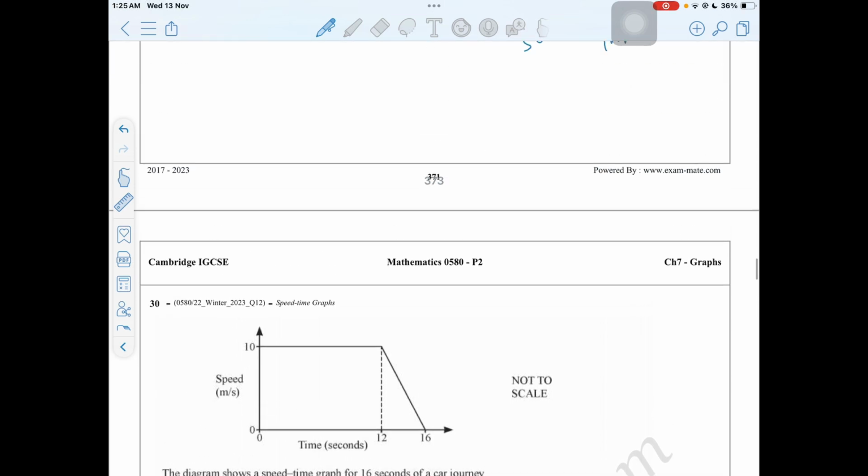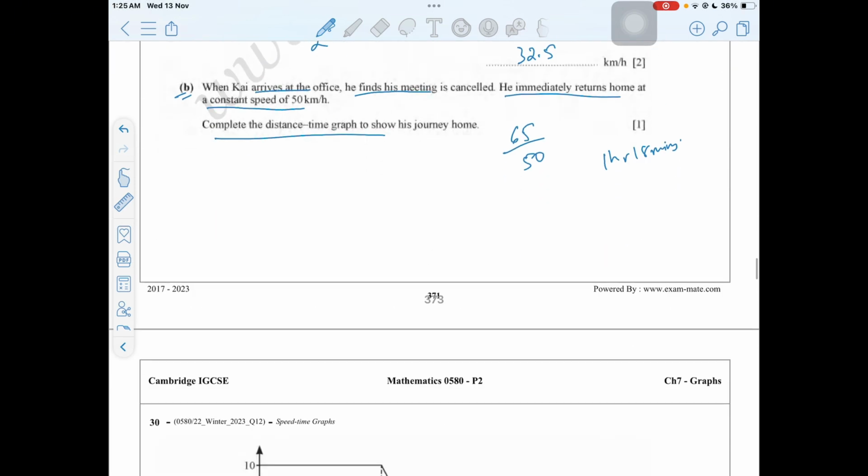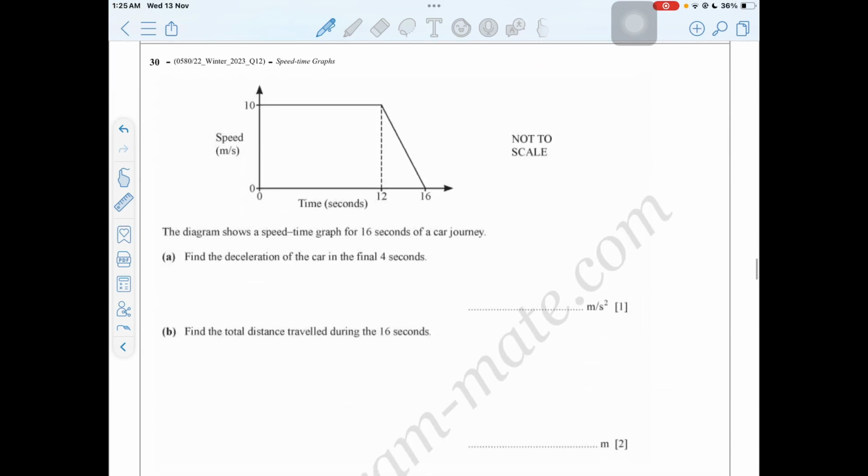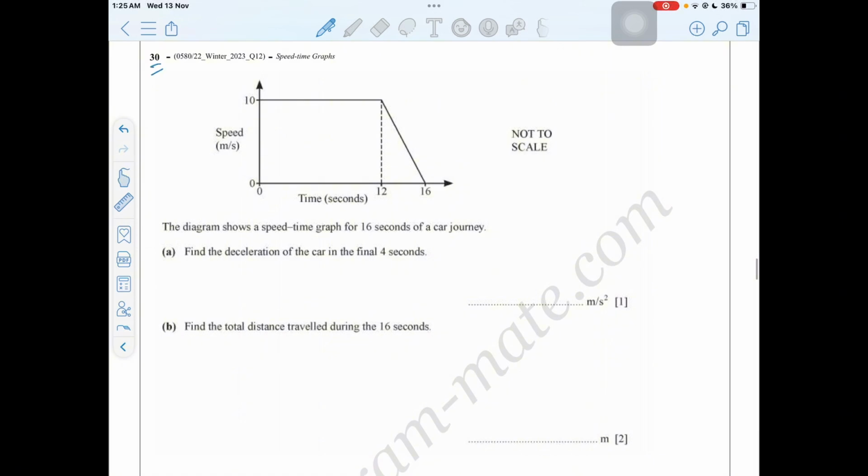Now we have the last question, I guess. We have question number 30. The diagram shows speed time graph for 16 seconds of a car journey. Find the deceleration. This means this part. So the speed has decreased from 10 to 0. This would be 10, and in 4 seconds. So this would be 10 over 4. Since it's a deceleration, we will not be required to place a negative sign. So this would be 5 over 2. That is 2.5. Right.